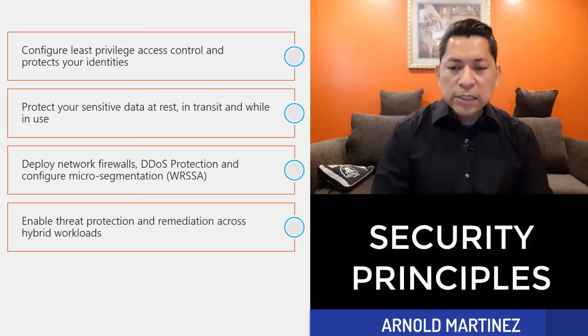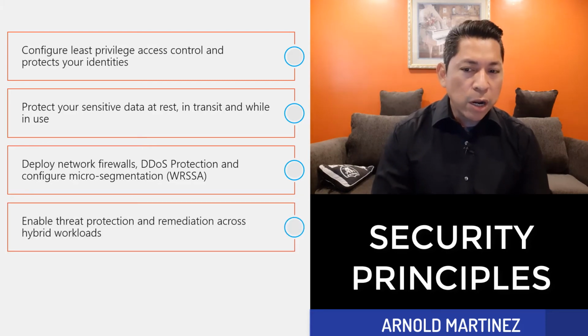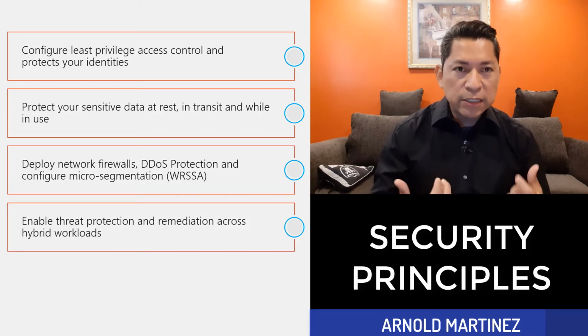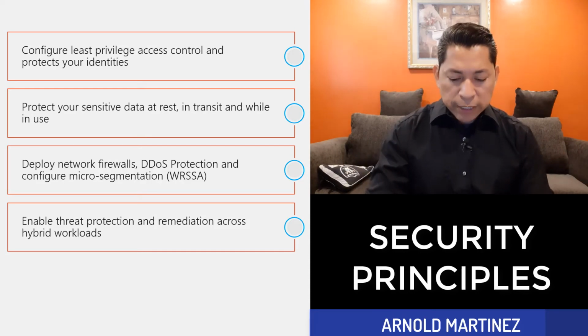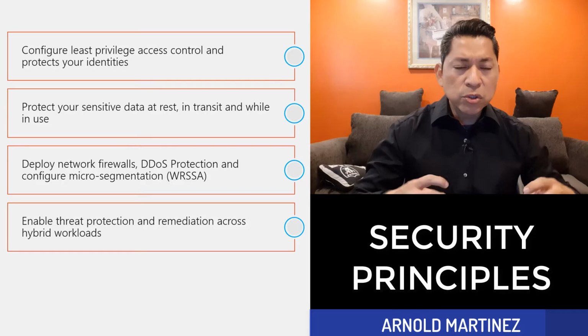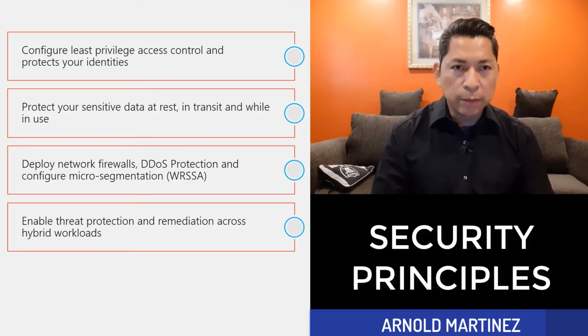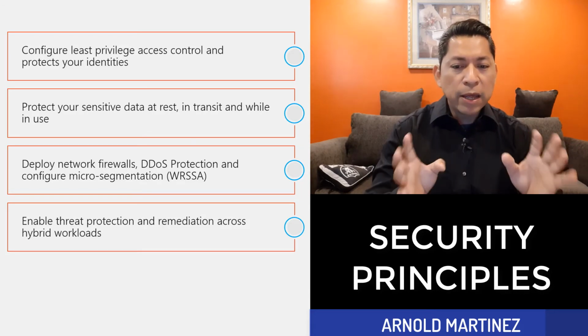The 4th principle is to enable threat protection and remediation across your hybrid workloads. Why hybrid? Because most organizations are in a hybrid infrastructure environment, and you need to have the capability of protecting against advanced threats. Advanced threats just keep coming out, because the threats are new every time. They are polymorphous and always changing. So you need to have some advanced threat protection in place.